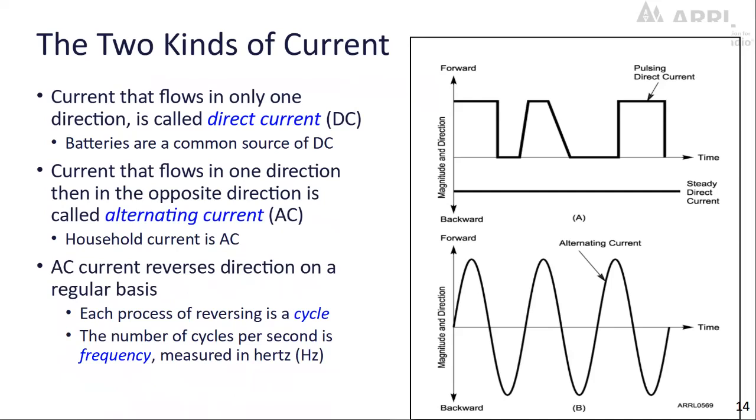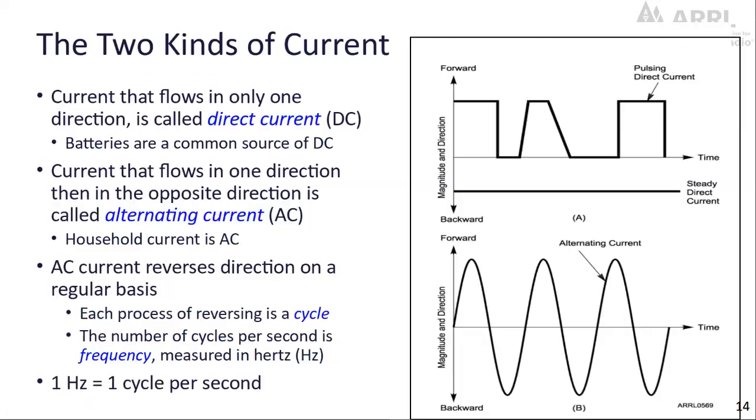AC current reverses direction on a regular basis. Each process of reversing is a cycle. The number of cycles per second is frequency, and we measure that in hertz. And 1 hertz is equal to 1 cycle per second.